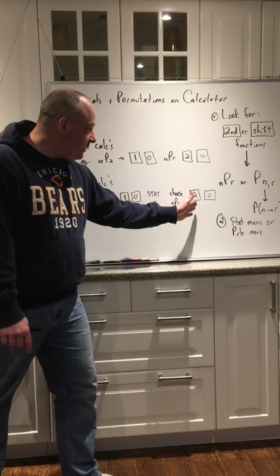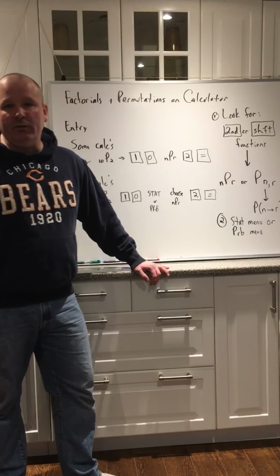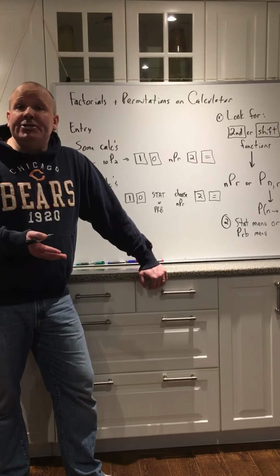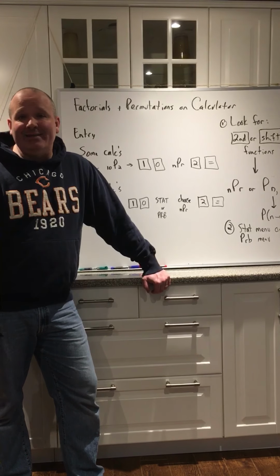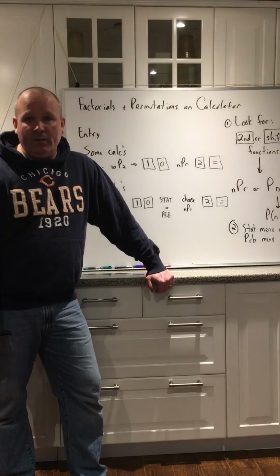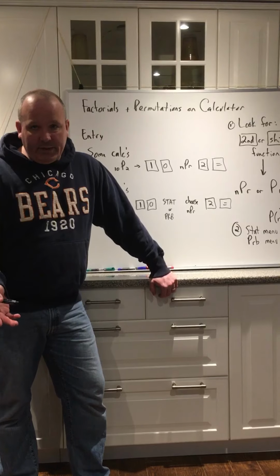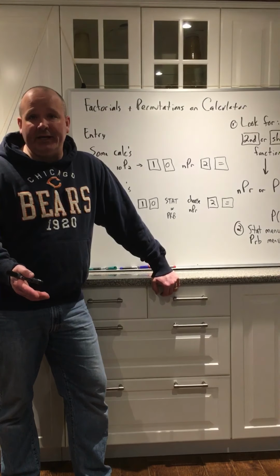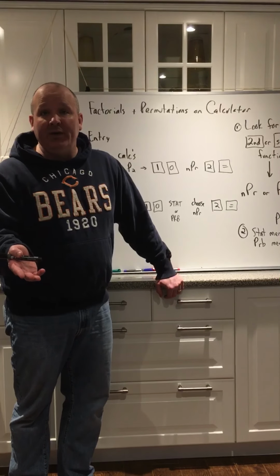And then, of course, you're going to put in the 2, and then you're going to go ahead and put in the equals. And when we learn how to do combinations, nCr, it's going to be done exactly the same way except for a different button. So that's how we evaluate those things using a calculator. Hopefully that helps you do that.